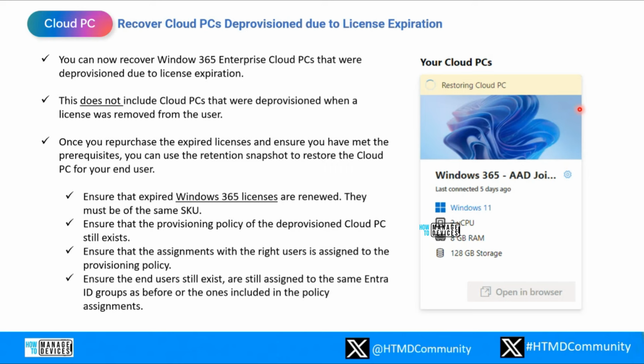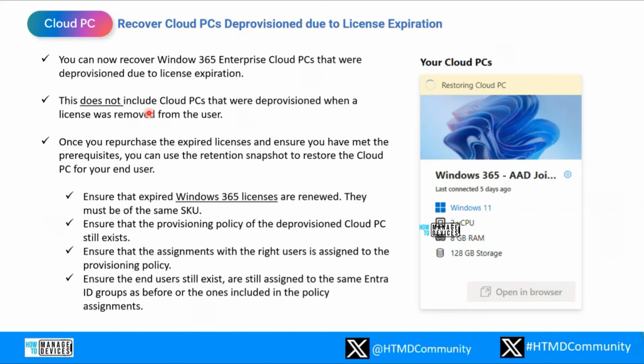So as part of this month's update, they have introduced a feature where you can now recover the Windows 365 Enterprise Cloud PCs that were deprovisioned due to license expiry. Most often, we have seen this experience where license expiration would cause data loss and all those things. So you will now be able to restore it from your captured snapshot.